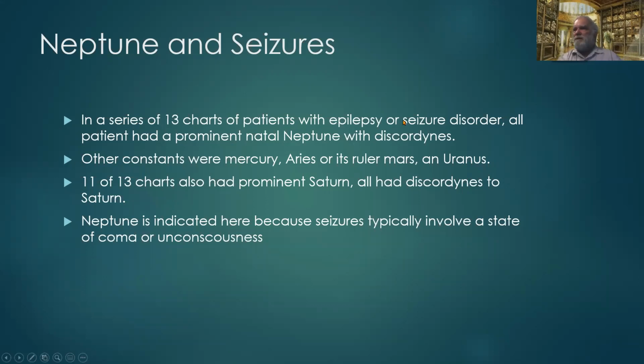Patients had epilepsy or seizure disorder. All patients had a prominent natal Neptune with discordant aspects. The other constants were Mercury, Aries or its ruler Mars, and Uranus. These were the other constants.